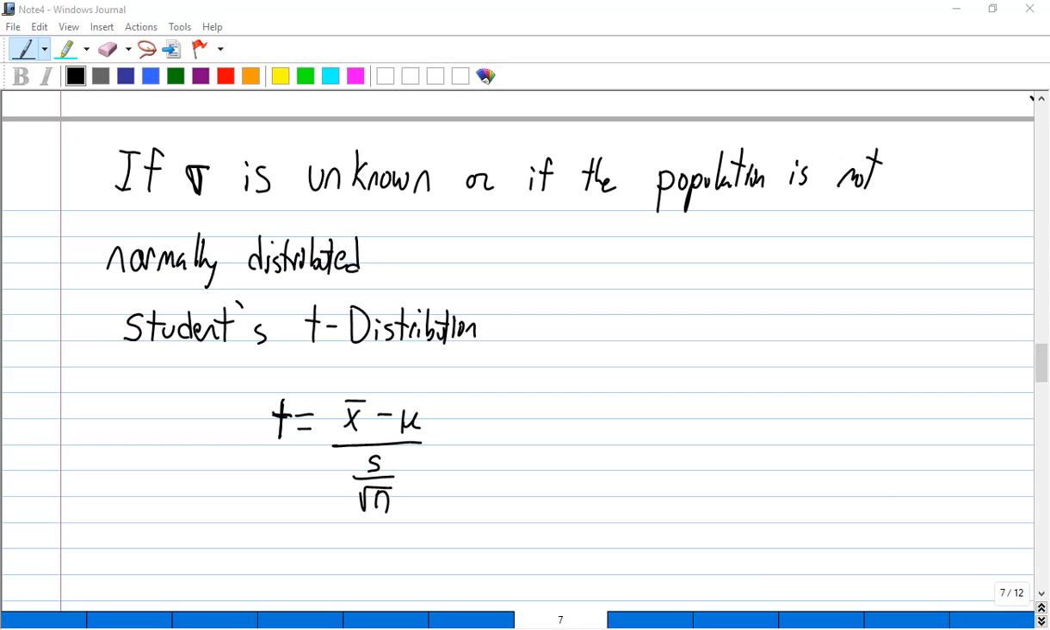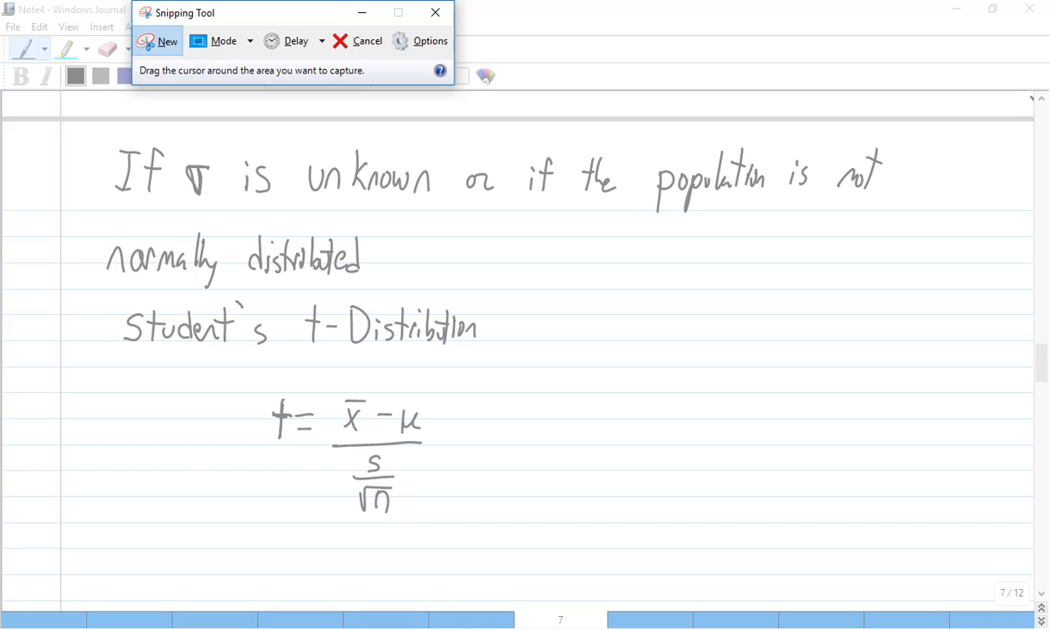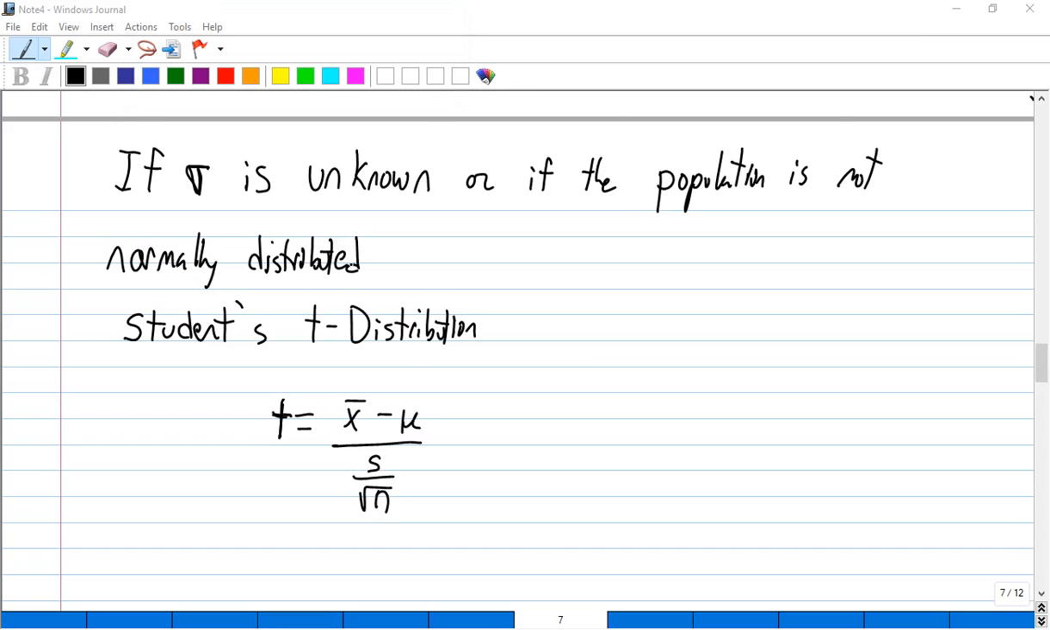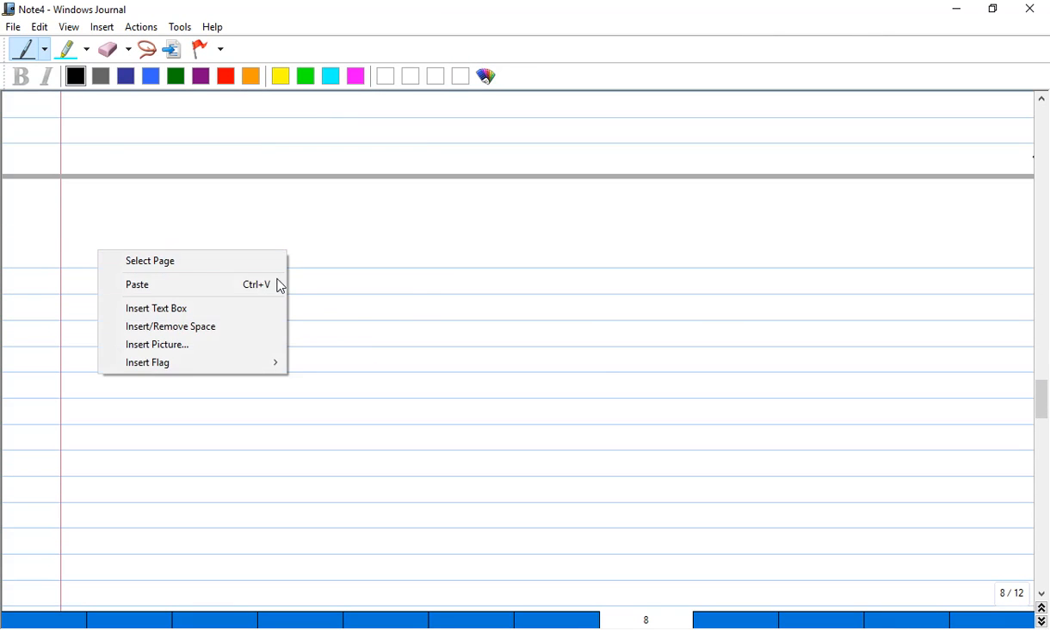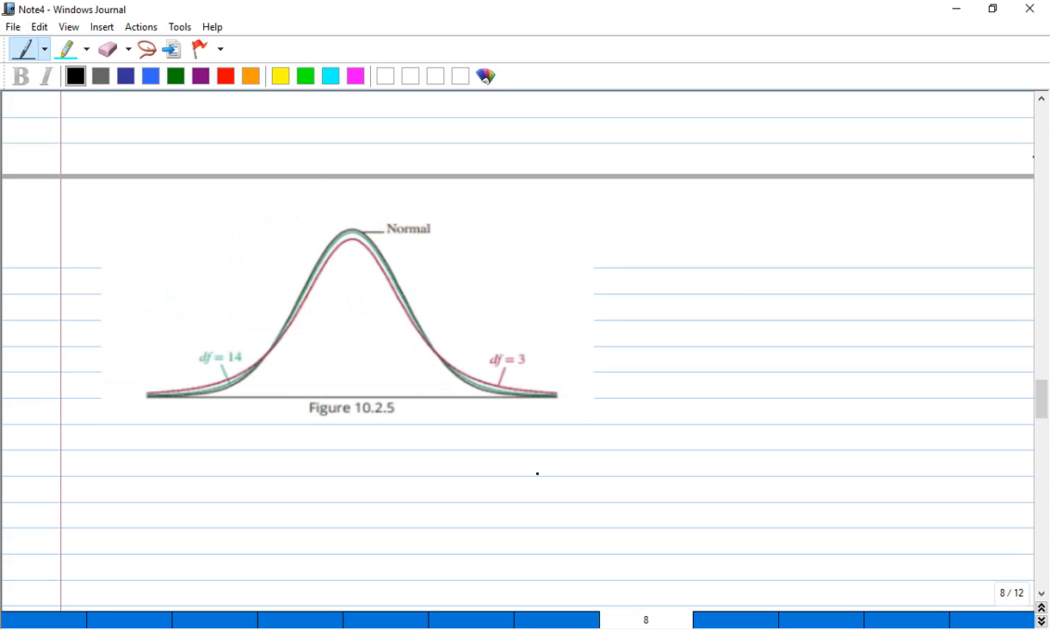The T distribution looks more and more like the normal distribution as your sample size gets larger. So let me show you what I'm talking about. It's going to be kind of hard to tell the difference here. It's a couple drawn on top of each other. A couple bell curves, that is.